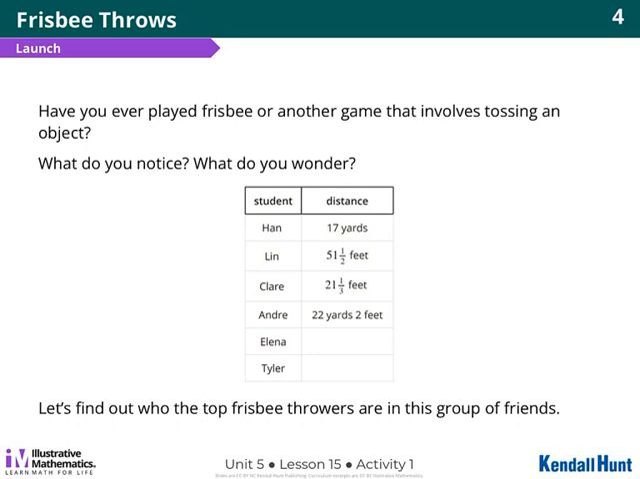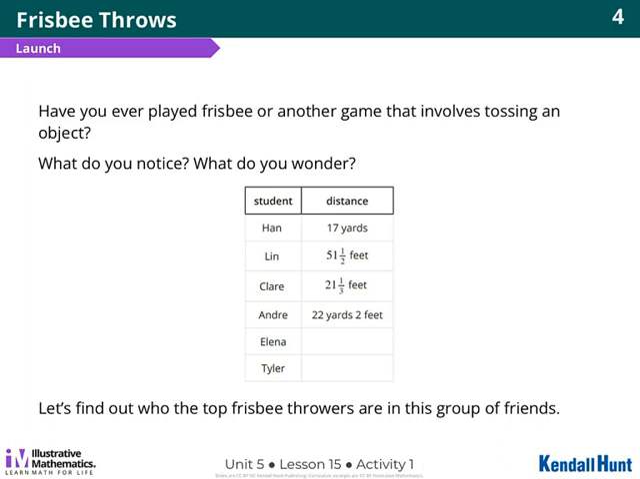Launch. Have you guys ever played Frisbee or another game that involves tossing an object? Yes. Okay. What do you notice? What do you wonder? Look at this table up here. What do you notice? What do you wonder? Raise your hands. Let's share. Vivian. Why is it even a table? Why does it have different students' names and distances? That's a really good point. Are we collecting this data for some reason?